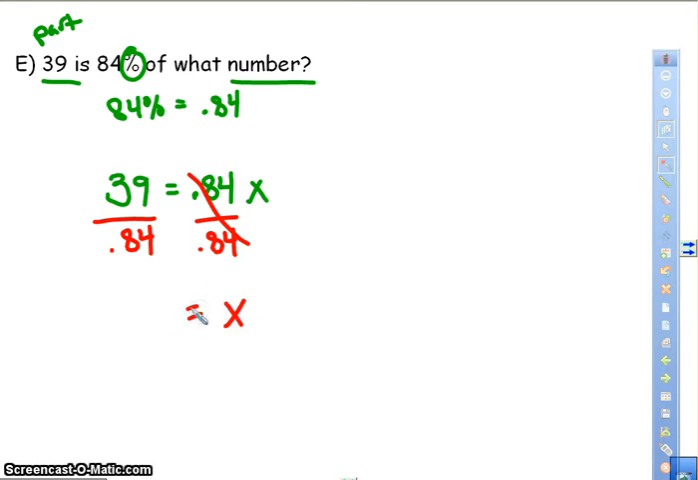In my calculator, I'm going to plug in 39 divided by 0.84, and I get 46.428. It keeps going on and on and on. Once again, let me see if I can fix my pen. 46.428.